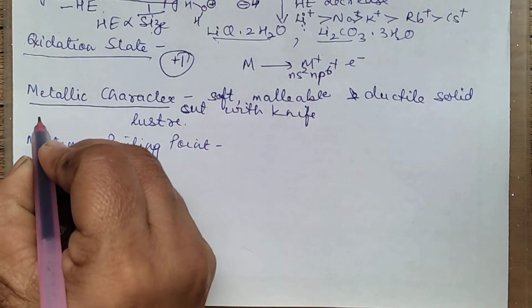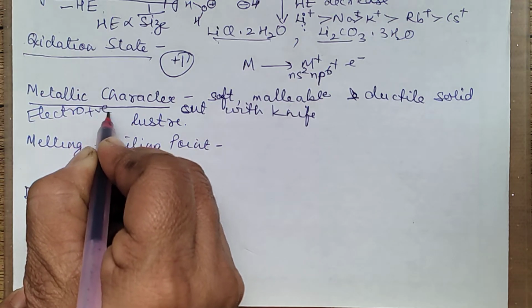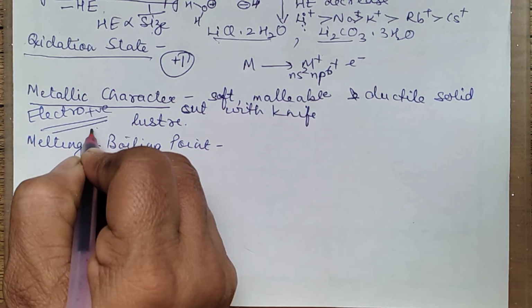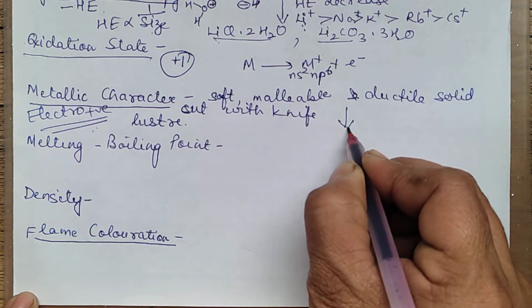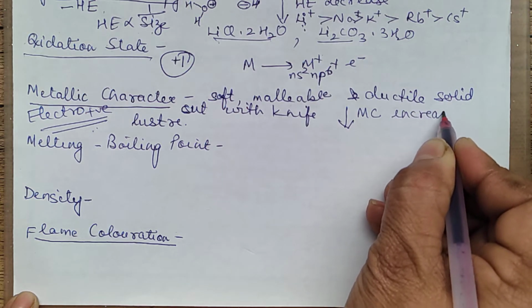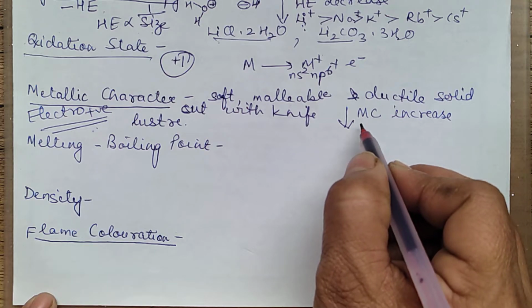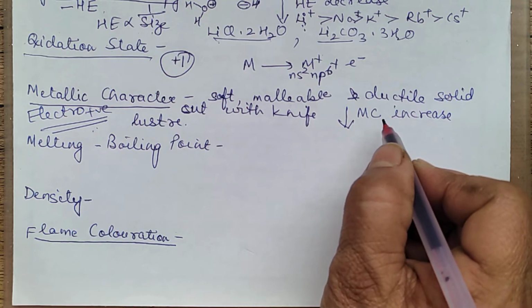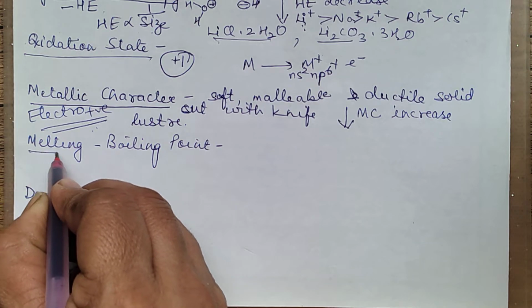Metallic character can also be termed as electropositive character. So we can say metallic character down the group is increasing, because metallic character is related to ionization enthalpy. The lower the ionization enthalpy, the more the metallic nature. So the most metallic element would be the last one, that is cesium. The first one is not that metallic.